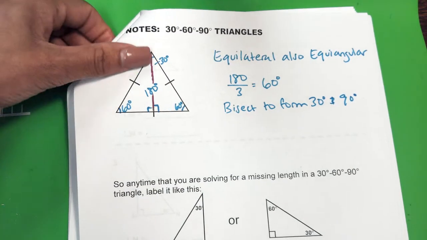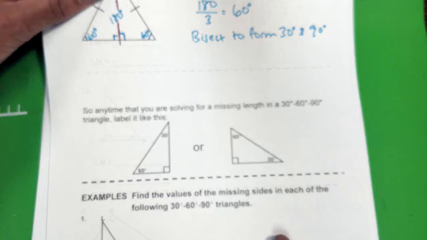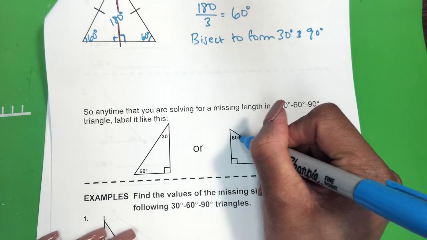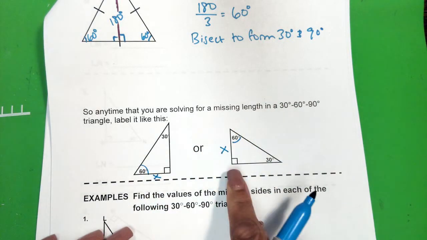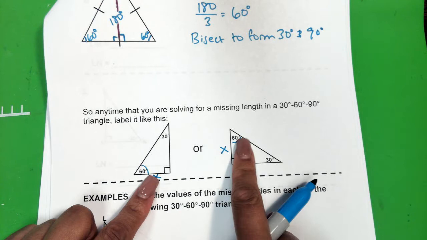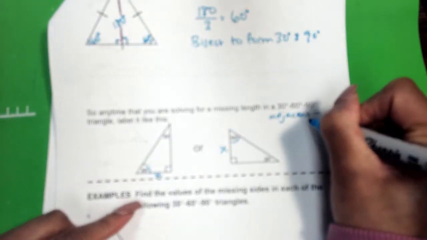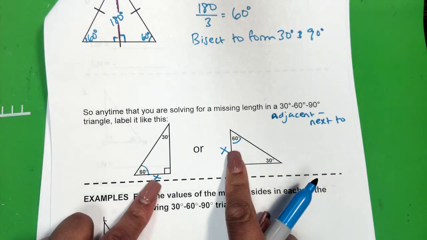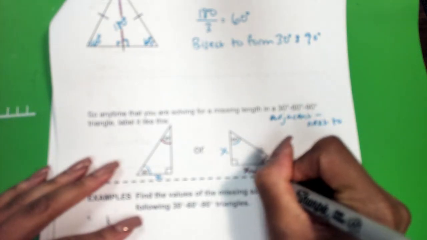Okay, so anytime you're solving for a missing length in a 30, 60, 90 triangle, you're going to label it like this. So in this case, anything closer to the 60 is going to be x. So we're going to talk about adjacent. If I say the word adjacent, that means next to. So anything adjacent to the 60 is going to be x. And then anything adjacent to the 30, in this case, is going to be x square root of 3.